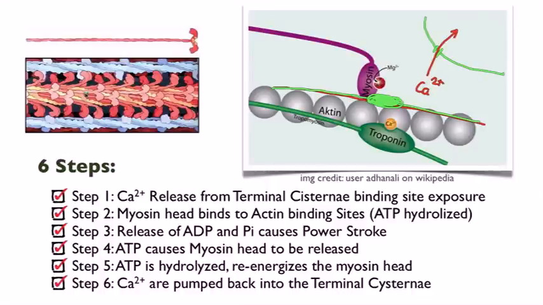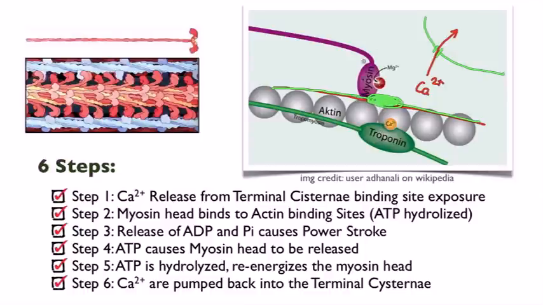All right, so let's recap on that really quick. Step number 1, calcium is released, binds to the troponin. When it binds, it causes a conformational change, or a shift, whichever one you want to call it. It causes that shift, exposing the binding sites on the actin.